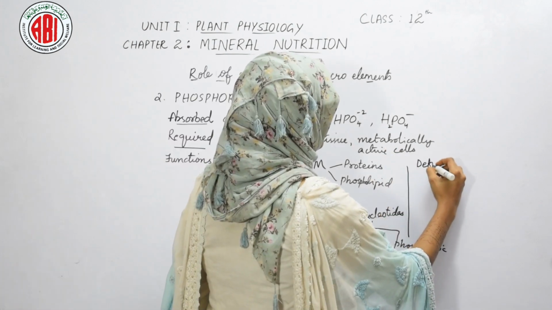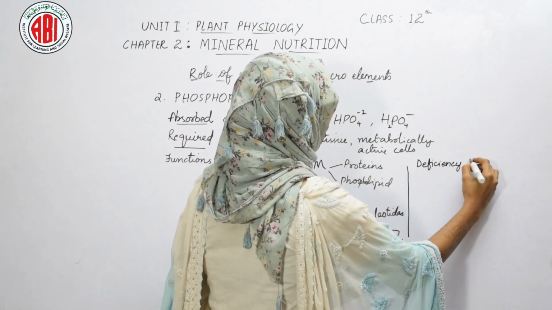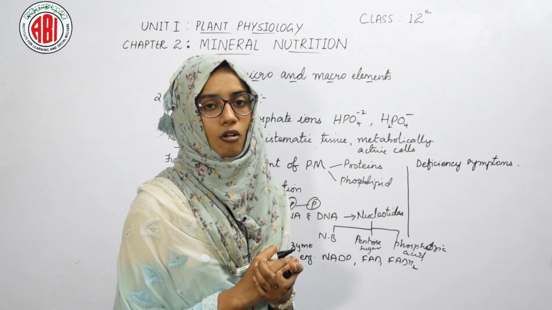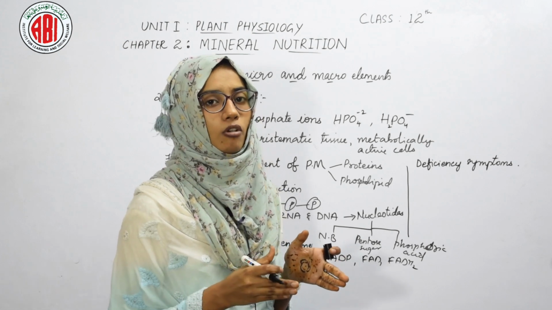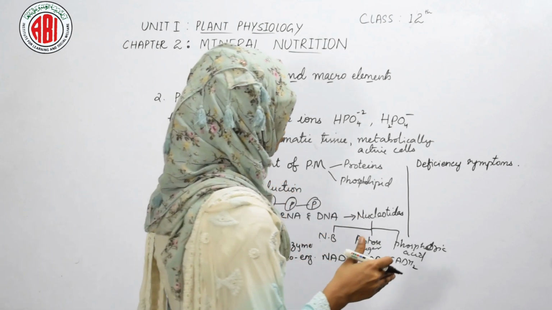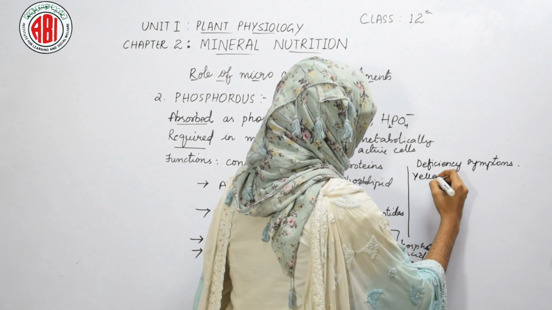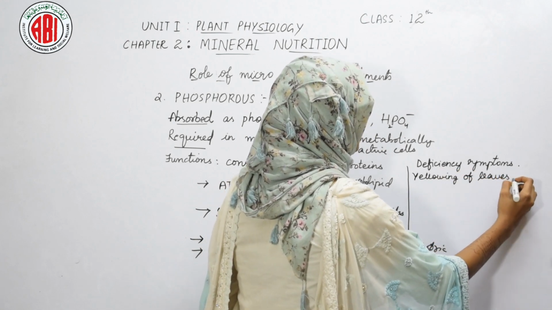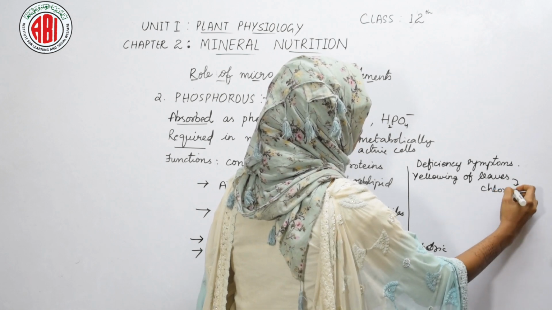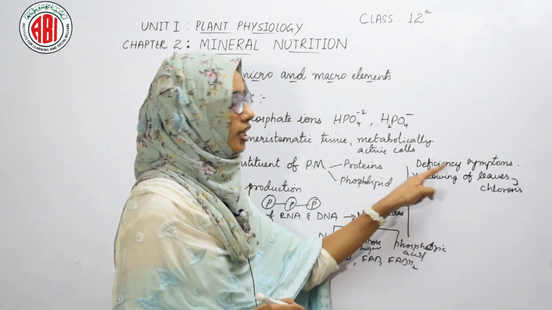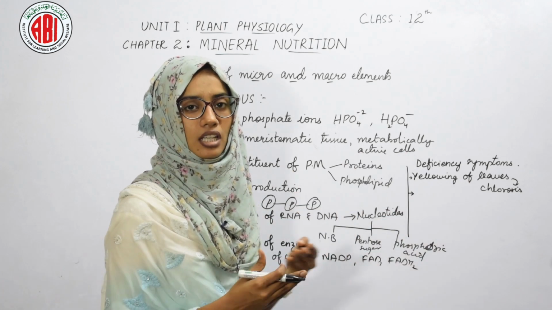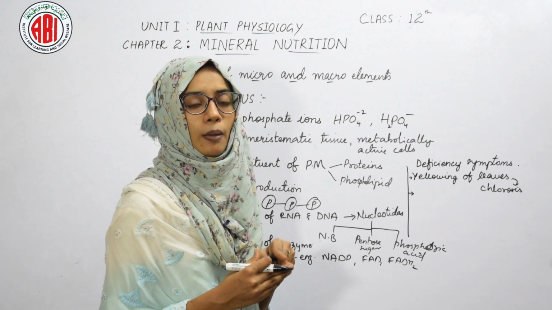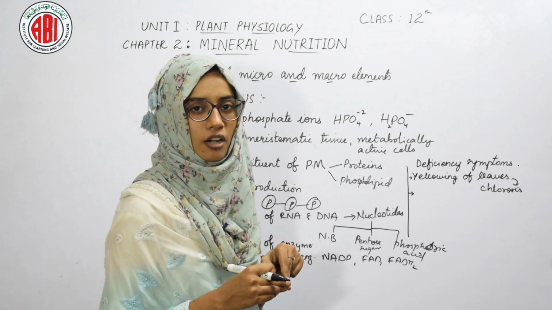Let us discuss the deficiency symptoms of phosphorus. In the absence of phosphorus, the pigment chlorophyll cannot be synthesized, and due to this, we can see the yellowing of leaves take place. This yellowing of leaves is called chlorosis. So, chlorosis is the deficiency symptom seen in the plants due to the absence of phosphorus or the presence of a lesser amount of the element phosphorus.